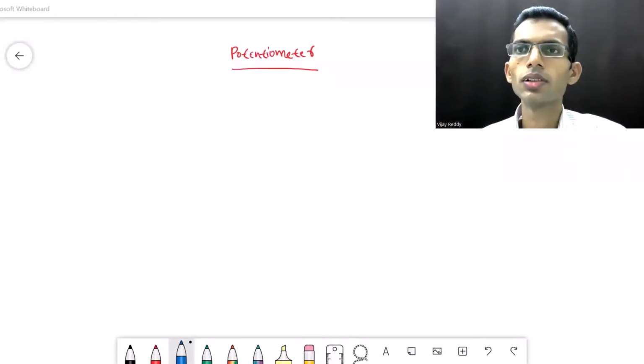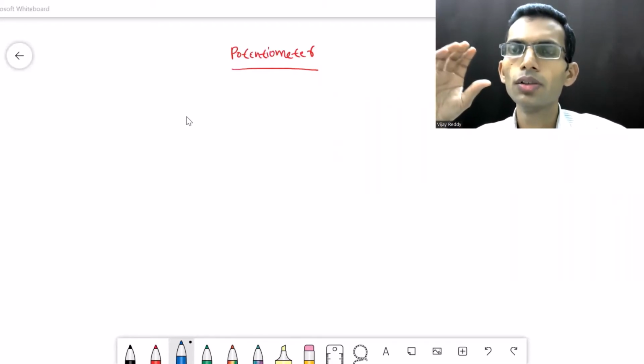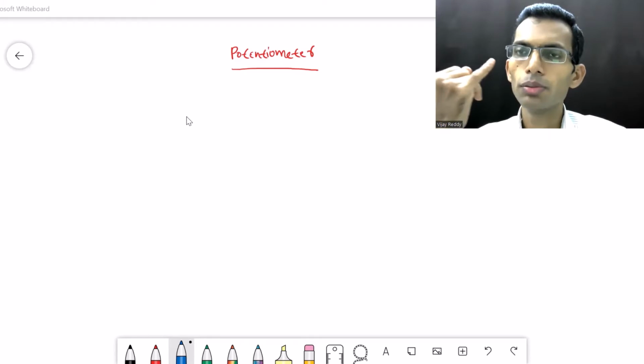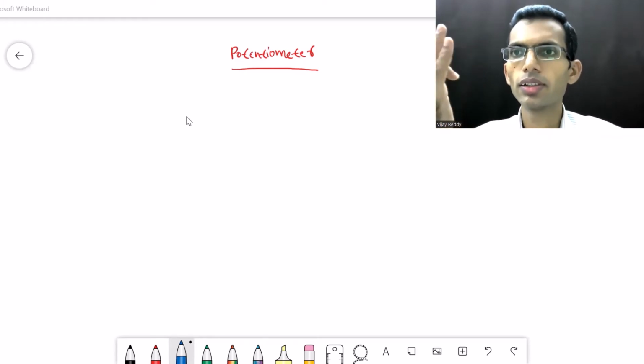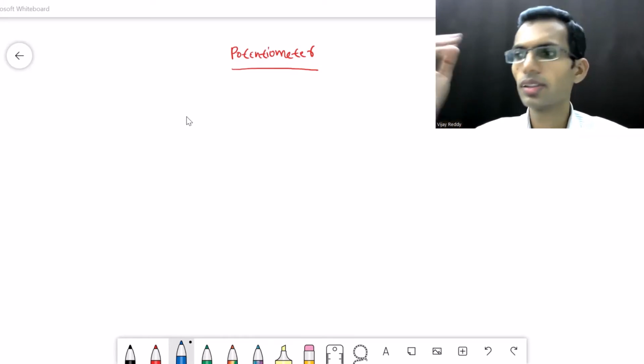Today, let us see about potentiometer. Potentiometer is a device which is used to measure EMF of the cell, internal resistance of the cell, and potential difference across any element like resistor.